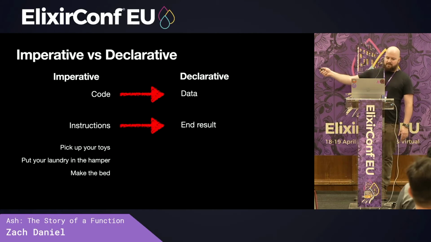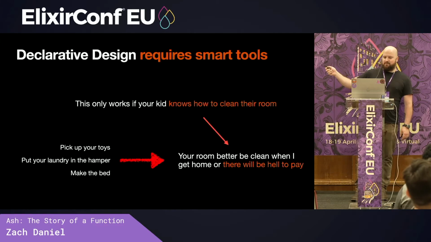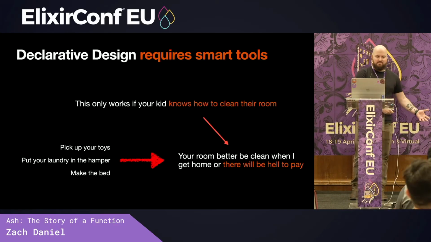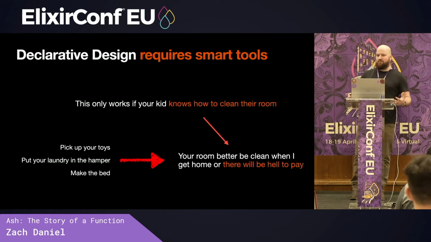So an example here is telling your child, pick up your toys, put your laundry in the hamper, and make the bed. Or telling them that your room better be clean when I get home or there'll be hell to pay, right? So it's important to understand here that this only works if your kid knows how to clean their room. So it requires smart tools that know how to take higher level instructions and are already aware of how to do the lower level thing. So saying write declarative code is not a useful instruction on its own. It requires writing smart tools that you can give higher level instructions to.